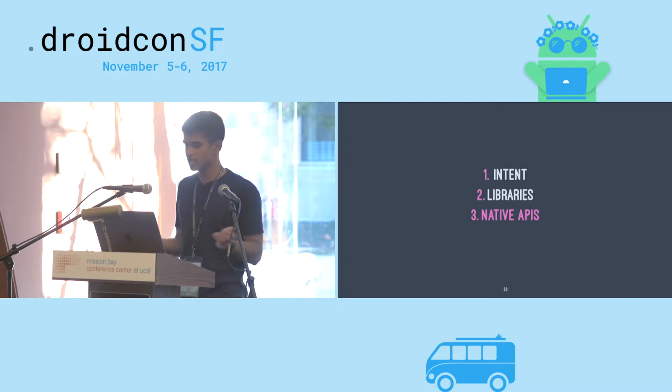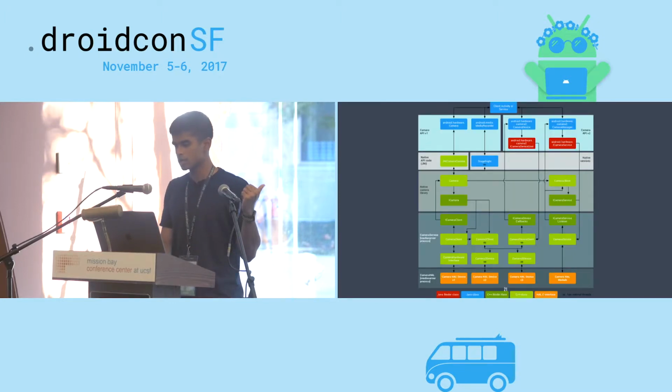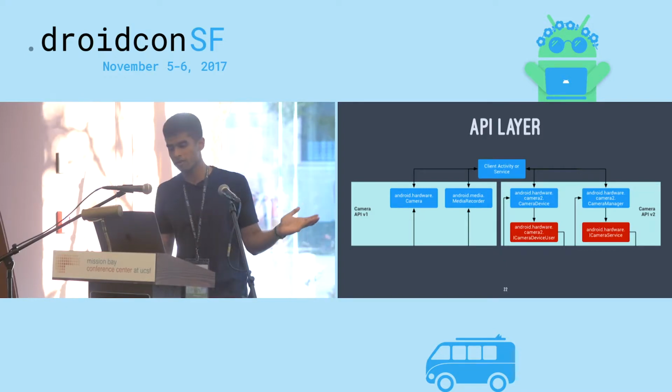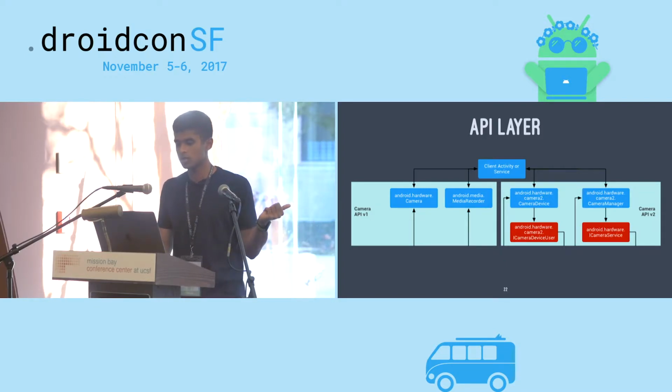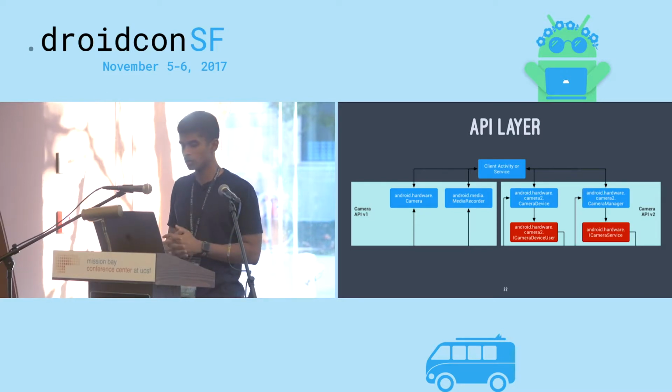So next up is native APIs. Let's start by introducing them. I'm sure some of you have seen this image before. We're not going to cover this. So API layer, this is what we're going to focus on, Camera 1 and Camera 2. Camera 1, as you all know, was the first API that Google released for camera. And for API level 21, which is also Lollipop, they released the Camera 2 API.